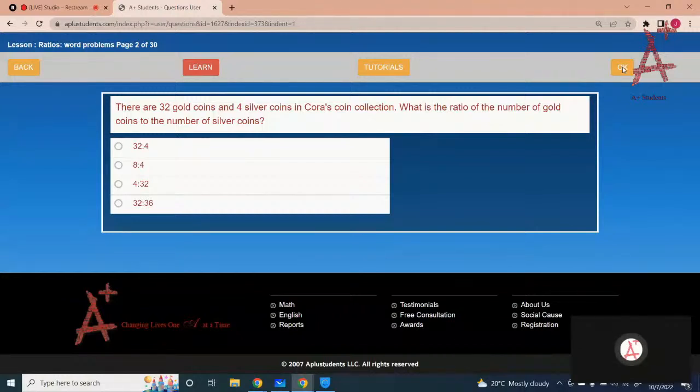You have to write the ratio of gold to silver. So gold is 32 and silver is 4, so the ratio is 32 ratio 4. Got it? Write the gold first and then the silver. So it is 32 ratio 4. Yes, very good.